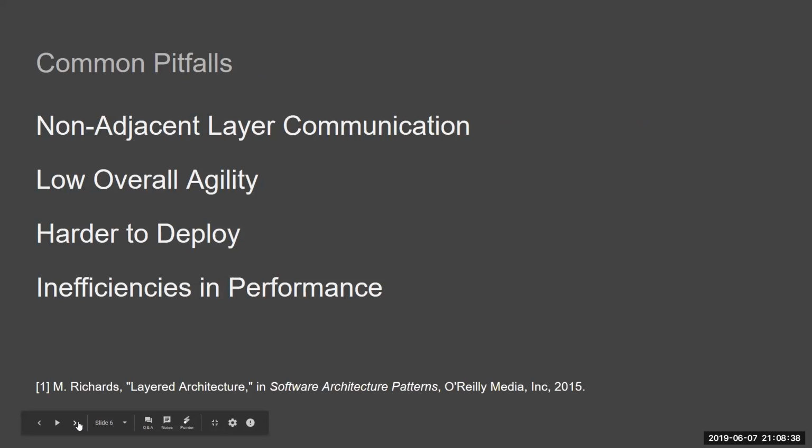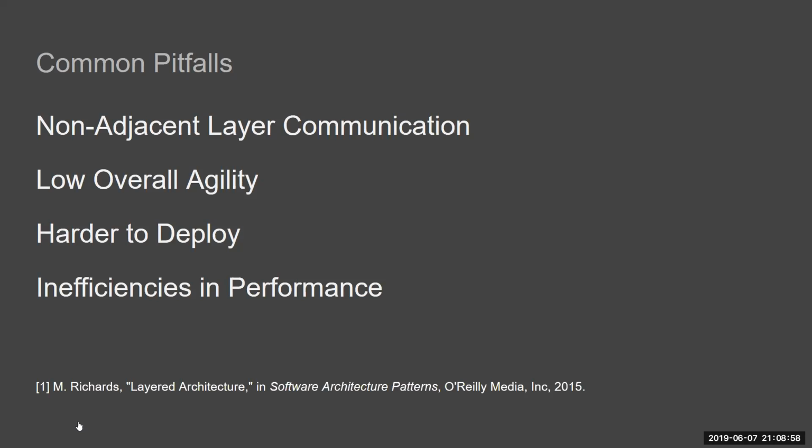One surefire way to dismantle your layered architecture is to allow layers to communicate with layers that are not adjacent to them. It may seem faster for the presentation layer to communicate directly with the database layer, but it disables all of the benefits of employing a layered architecture for your software project.